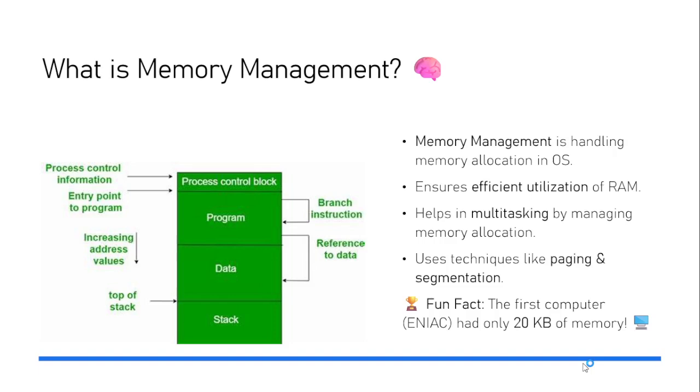There's a fun fact that the first electronic computer, ENIAC, had only 20 KB of memory. That's less than a simple text file today. Compare that to modern computers with 16 GB or more RAM.